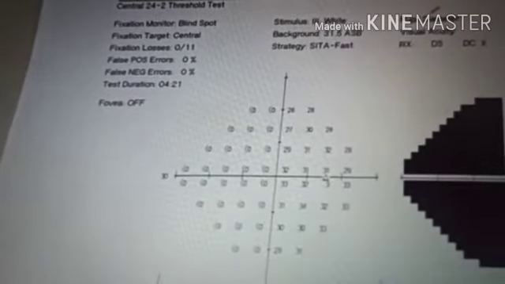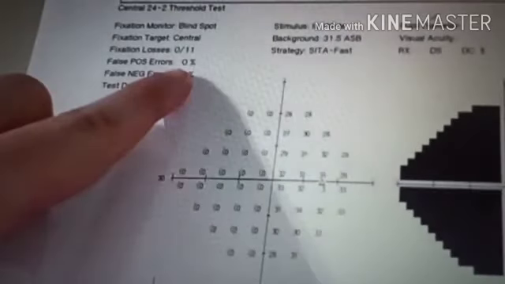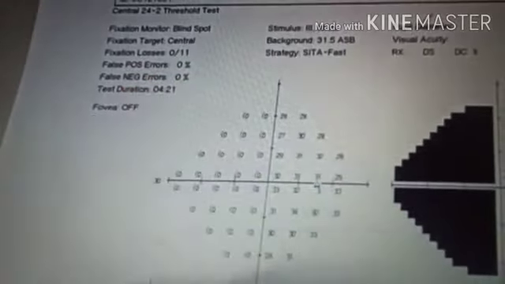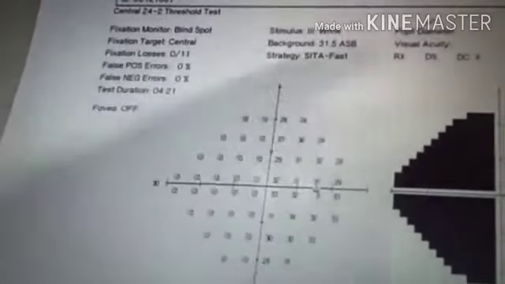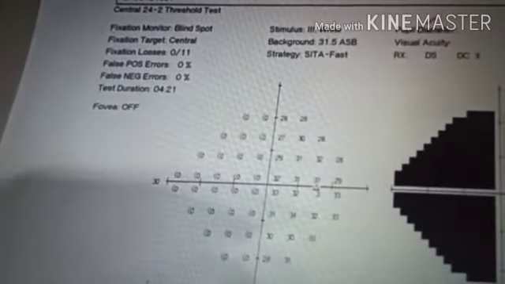And now comes the false negative error. It is recorded when a patient does not respond to a brighter stimulus, even when a duller stimulus has already been responded to by the patient before. Now you can see the test duration is 4 minutes 21 seconds.